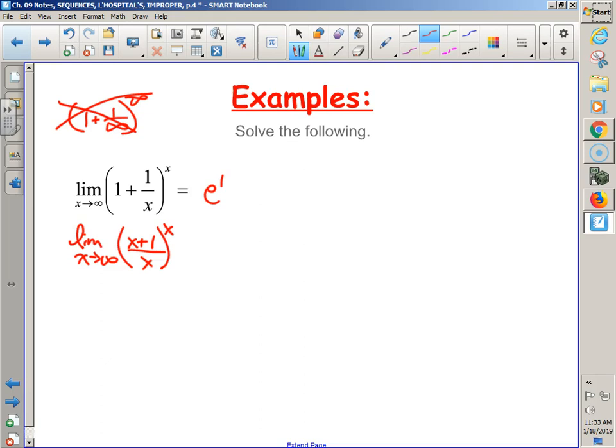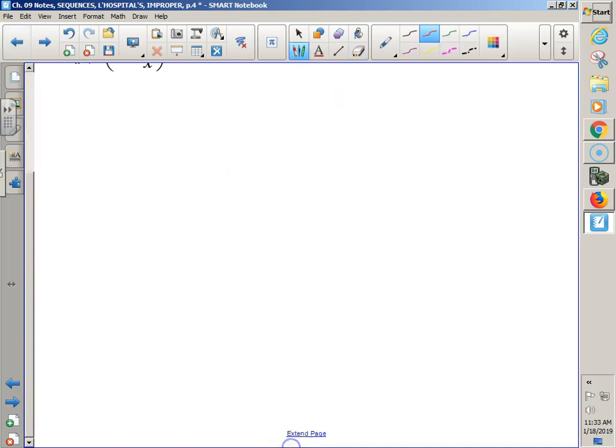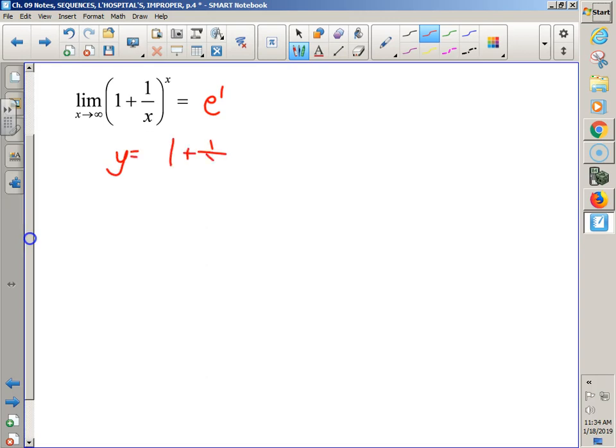What's the long story short? I need to get the x down. ln. ln, but we don't even have another side. Come on. Been in calculus long enough. We make another side, right? So can't we go ahead and say something like y is equal to 1 plus 1 over x to the x, taking the limit of both sides? I can take an ln of both sides.